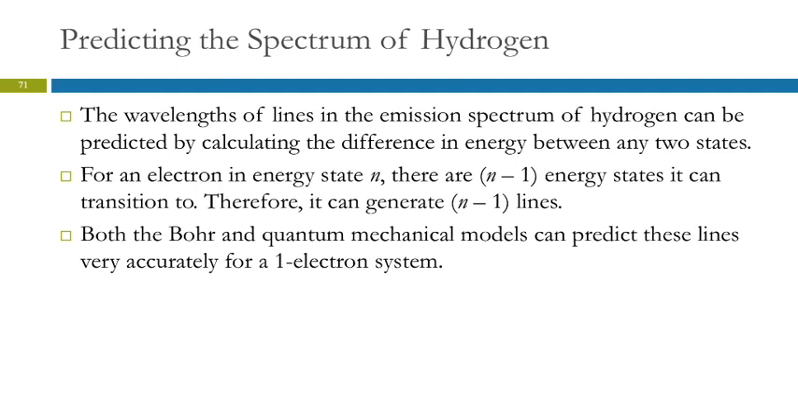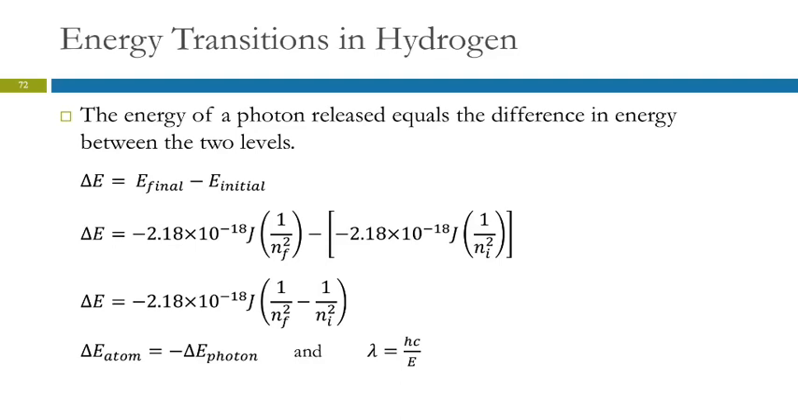So the Bohr model predicts this well. The quantum mechanical model also predicts it well for this one electron system. So both of them work for hydrogen. So here's how that calculation would be done. The change in energy is equal to the energy of the photon. That's going to be equal to the energy of the final state minus the energy of the initial state. So the final state would be minus 2.18 times 10 to the minus 18th joules times 1 over nf squared. And then you subtract the energy of the initial state, so that's got the initial n squared. You can factor out the 2.18 number, and you've got 1 over nf squared minus 1 over ni squared.